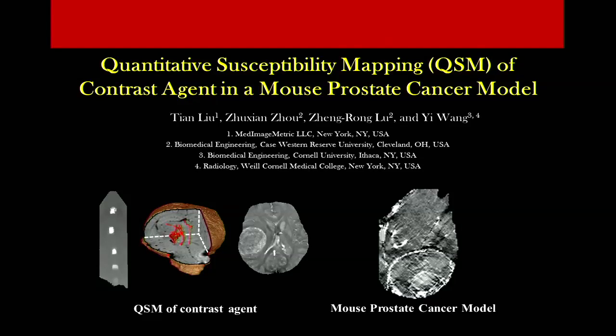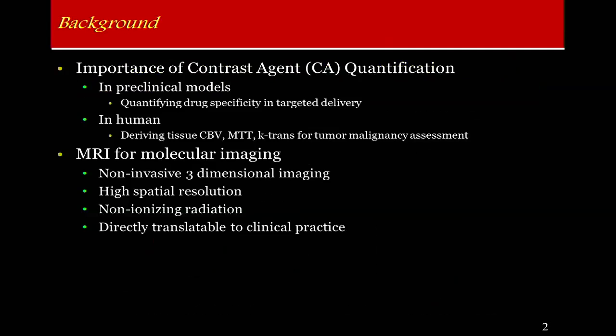So thank you very much for giving me this opportunity to talk about some of our recent work on using quantitative susceptibility mapping to quantify contrast agents in a mouse prostate cancer model. I think here we all agree that quantifying contrast agent is of paramount importance in molecular imaging. For example, in preclinical studies, quantifying contrast agent is a crucial means to evaluate the absorption, distribution, metabolism, and excretion of various drug delivery vehicles.